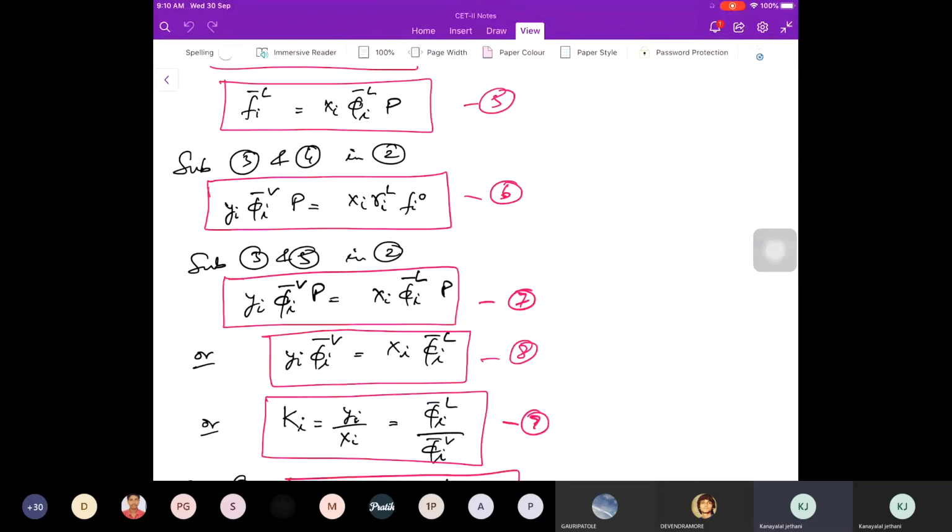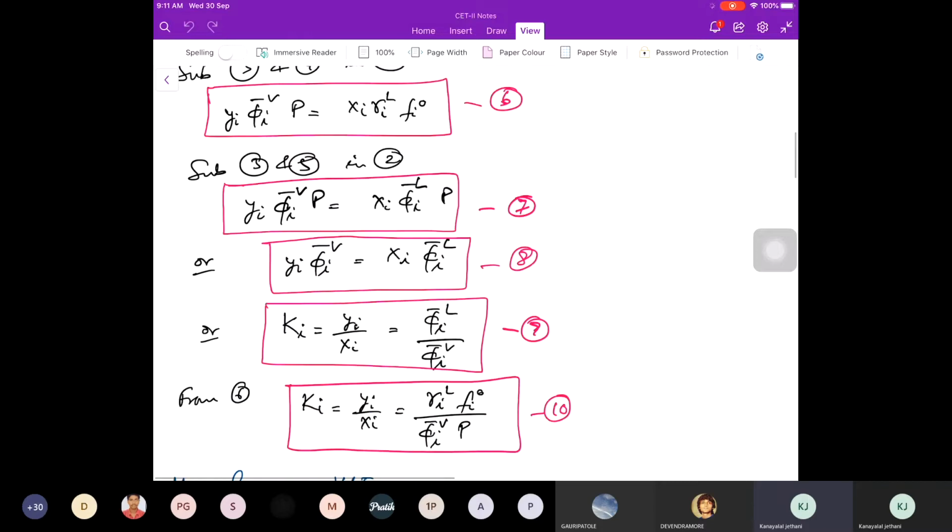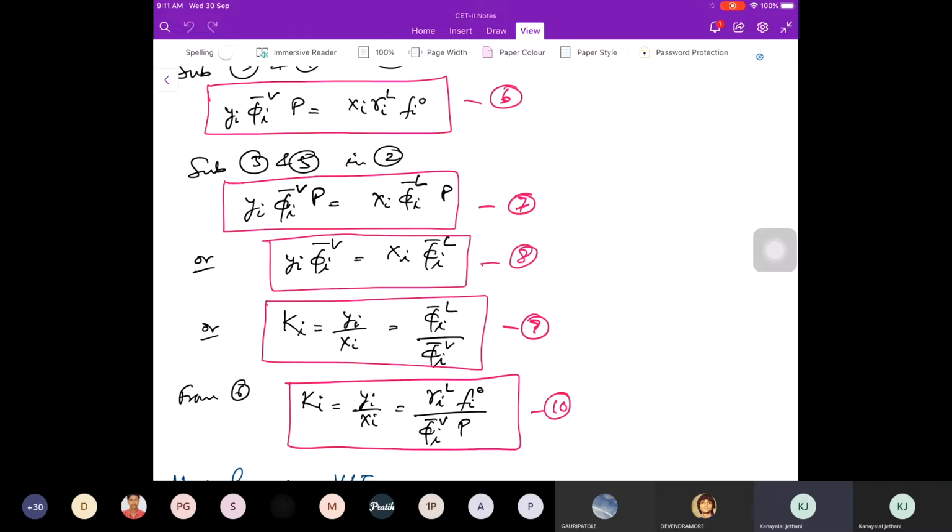If you write this in the form of K, Ki is equal to Yi by Xi is equal to phi bar L upon phi bar V. It's the fugacity coefficient in the liquid phase divided by that in the vapor phase. And from 6, we can write Ki is equal to Yi by Xi is equal to gamma L Fi 0 upon phi bar V into P. These are things we have done before, just summarizing it.